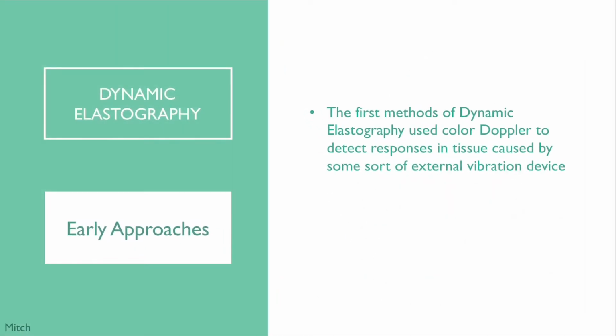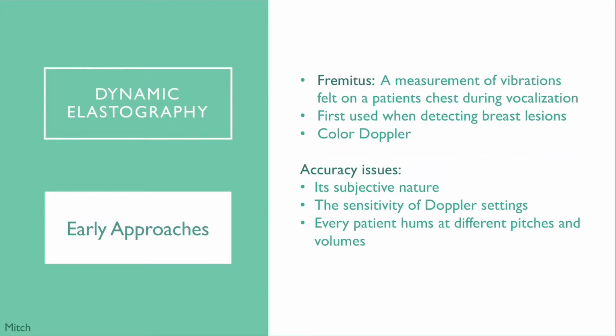So the other category of elastography is dynamic elastography. The first methods of dynamic elastography use color Doppler to detect responses in tissue caused by some sort of external vibration device. The very first method of dynamic elastography used was Summative. This was a measurement of vibrations felt on a patient's chest during vocalization, which was first used for detecting breast lesions. Color Doppler would image movement of the tissue while the patient would hum. Unfortunately, Summative had a number of accuracy issues: its intuitive nature, the sensitivity of Doppler settings, and every patient hums at different pitches and volumes.